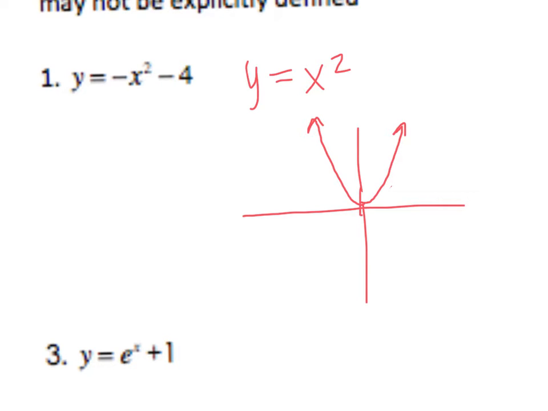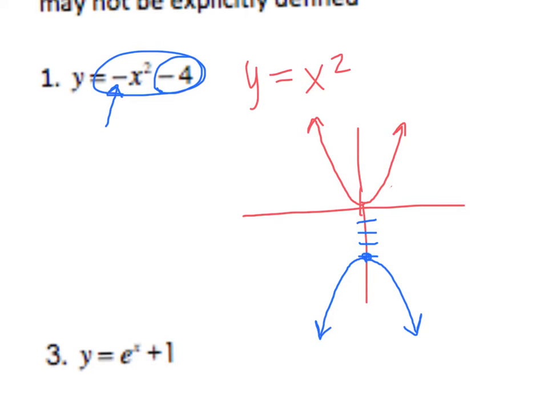Now I'm going to go ahead and do this. Remember, this 4 on the outside tells me to move down 4. And then this negative here tells me to flip it. So it's going to start here, and it's going to go down this way. Okay, so now that I have my function in blue, I want the domain and the range.